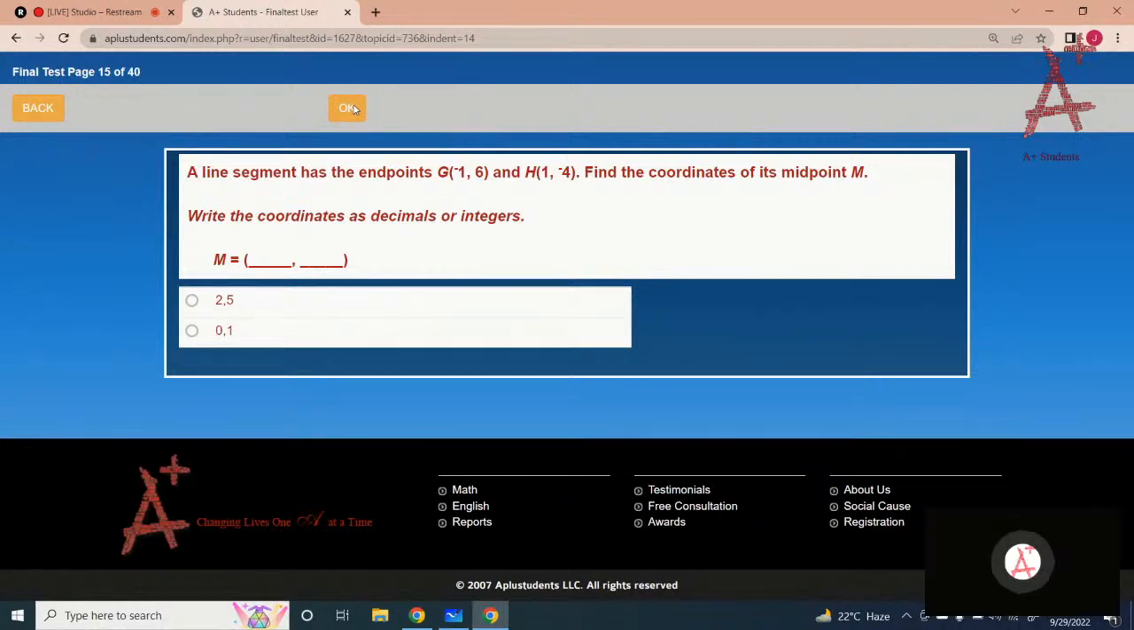Okay, the next one is again a line segment with the endpoints (-1, 6) and (1, -4). Find the coordinates of midpoint M. So for the midpoint, you have to add the x components and the y components. So the x components are -1 and 1. So the answer is yes, it is (0, 1). Select the correct option and click on the OK button.